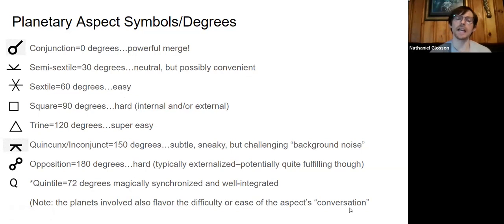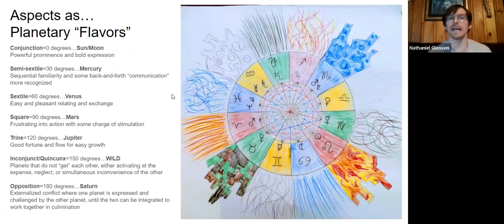So, different conversations. And as you think about the planets, typically easier planets, even in a hard situation, if we have two easy planets having a hard conversation, it's going to be easier than two hard planets having a hard conversation. And if you do have two hard planets, but they're having an easy conversation, then that can mitigate a little bit of those planets' natural difficulty. So this is just a chart to look at the symbols and degrees. Let's move on to look at the aspects as planetary flavors.